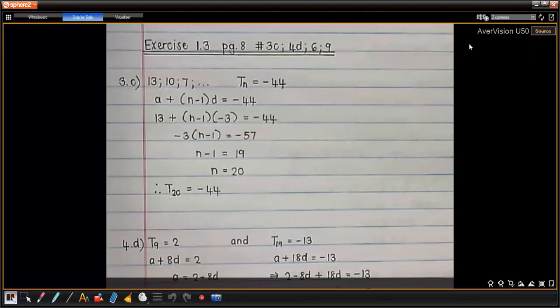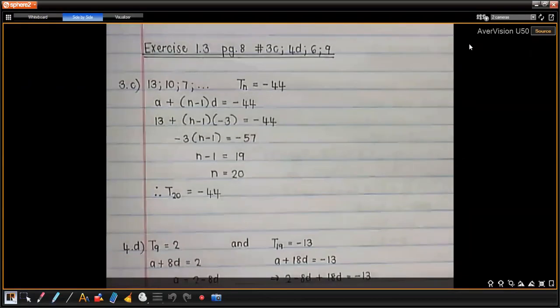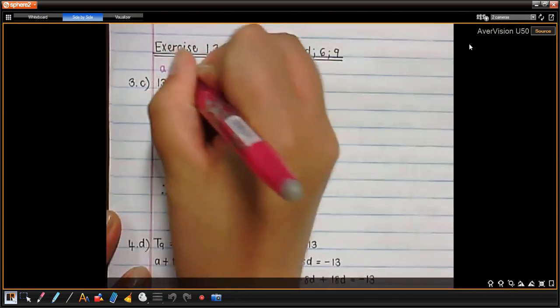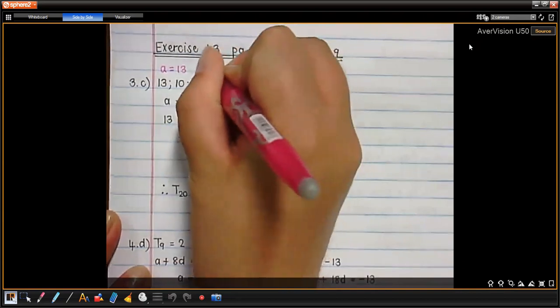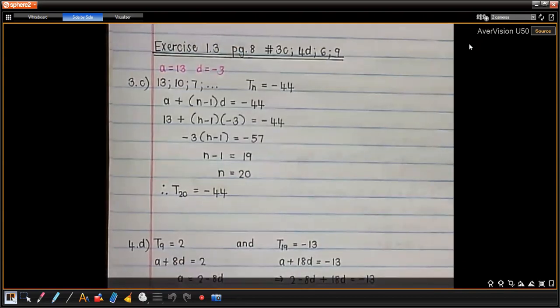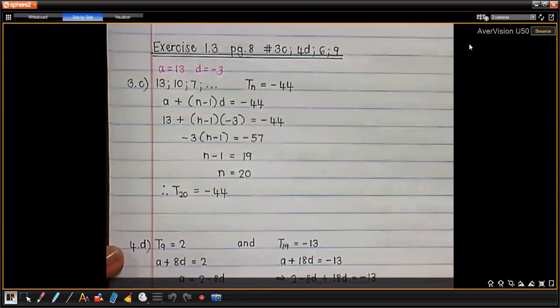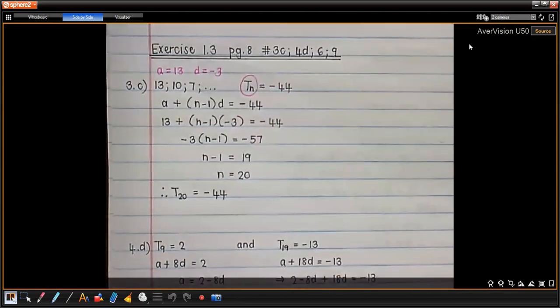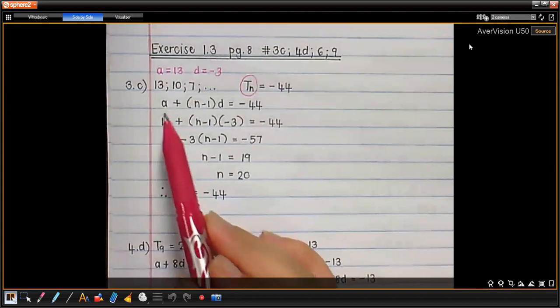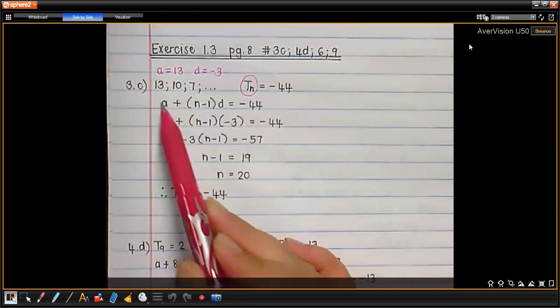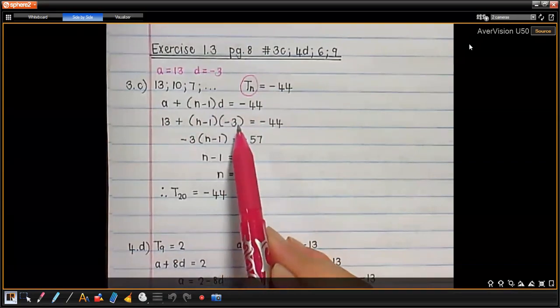Okay, so they gave you the number pattern, right? 13, 10, 7. So from this, we can see that A is 13 and D is -3, right? And then they're asking us which term in the number pattern is equal to -44, so you make that equal to Tn. So here we use the Tn formula, but then we make it equal to -44. You sub in your A value, your D value.